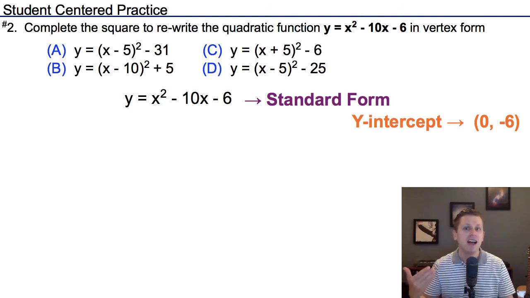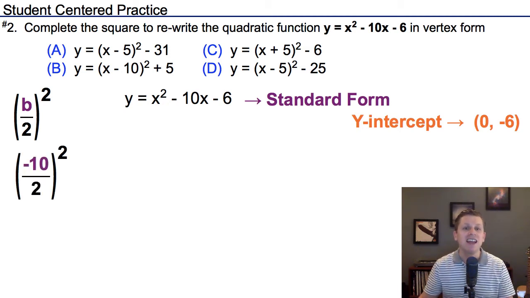That information doesn't help us to solve this problem because we want to write this in vertex form. In order to write a quadratic function in vertex form, we have to complete the square. In order to do that, we'll take half of the b value and square it. Well, the b value here is -10, and half of -10 is -5. Squaring -5 is -5 times -5, or 25. 25 is the value that could take this from standard form and put it into vertex form by creating a perfect square trinomial.